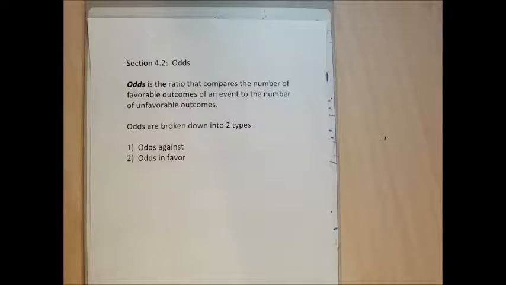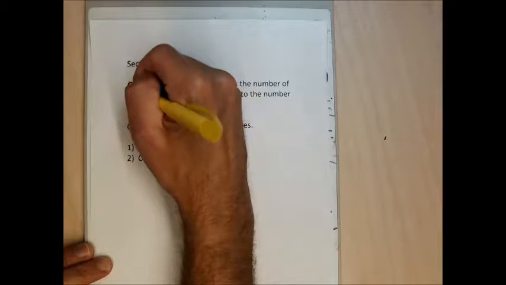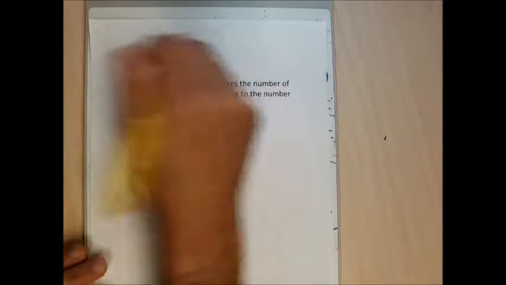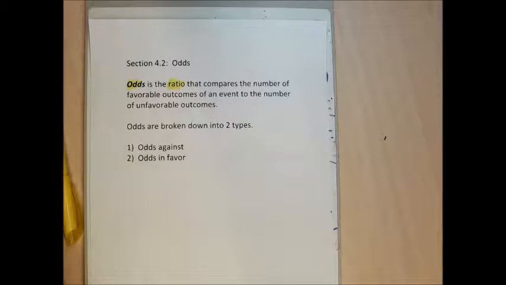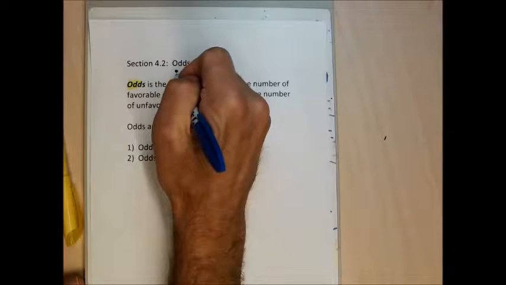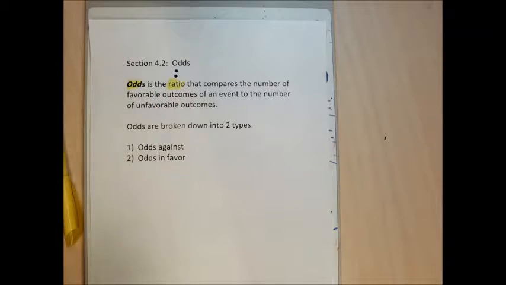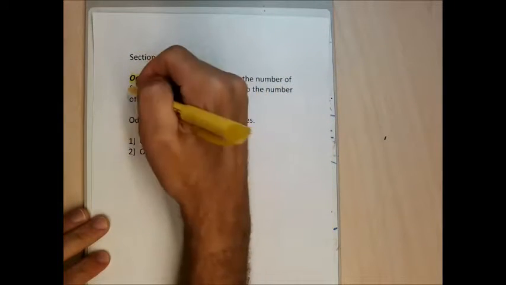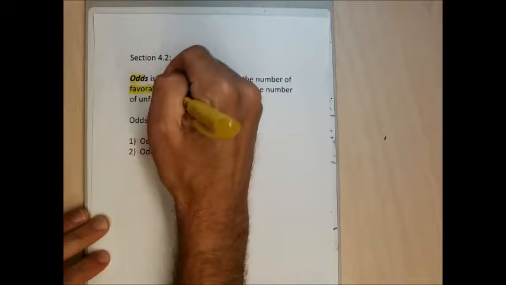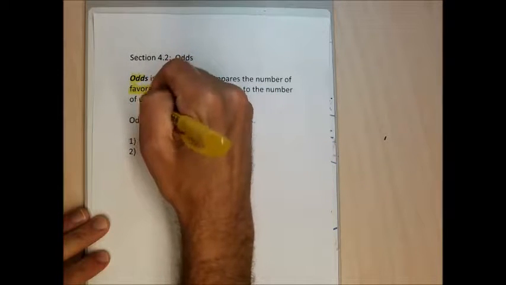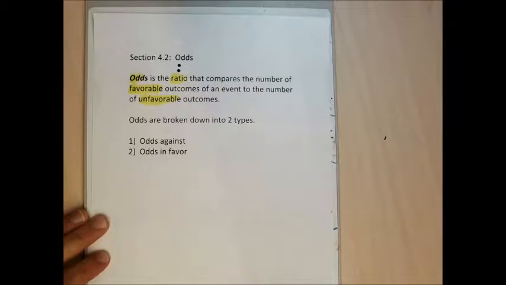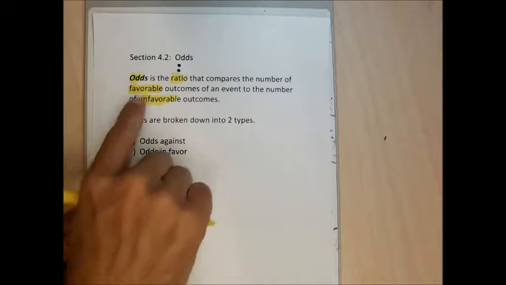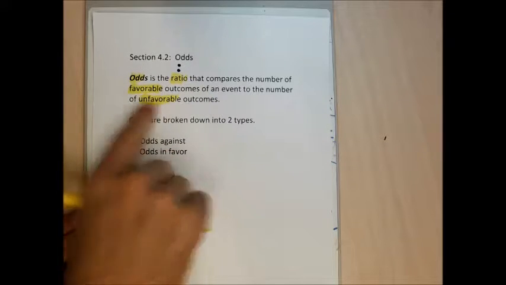So let me walk through the definition and then write an example to help you understand it. Odds is a ratio, and a ratio could mean a fraction or a comparison of numbers. In this section, instead of creating fractions, we're going to form a ratio with colons. It's a comparison between the number of favorable outcomes of an event to the number of unfavorable outcomes.